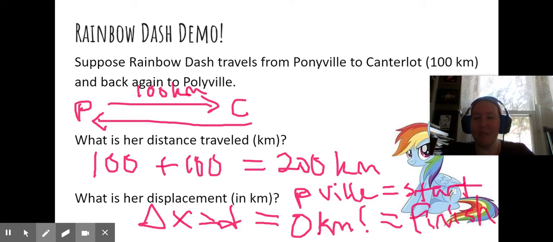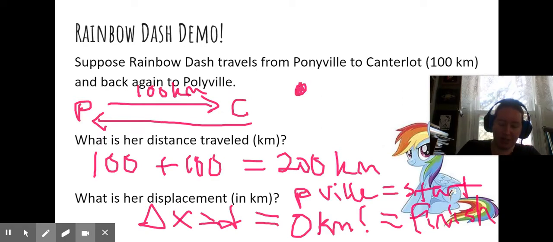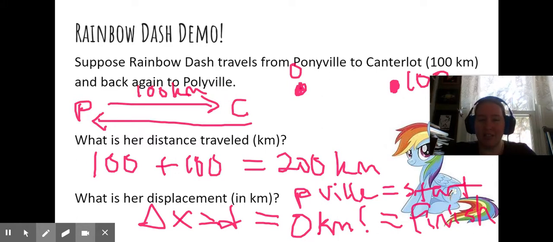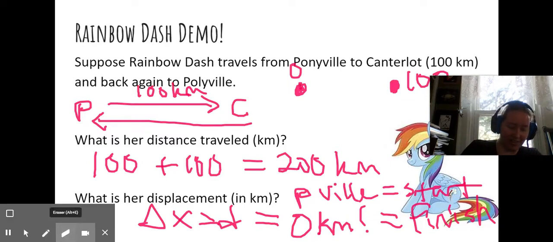Displacement is the difference between the start position and the end position. So if she started at point 0, say Ponyville is at point 0 on a little map, and Canterlot is at point 100, she starts at 0, ends at 0, that means displacement is 0.